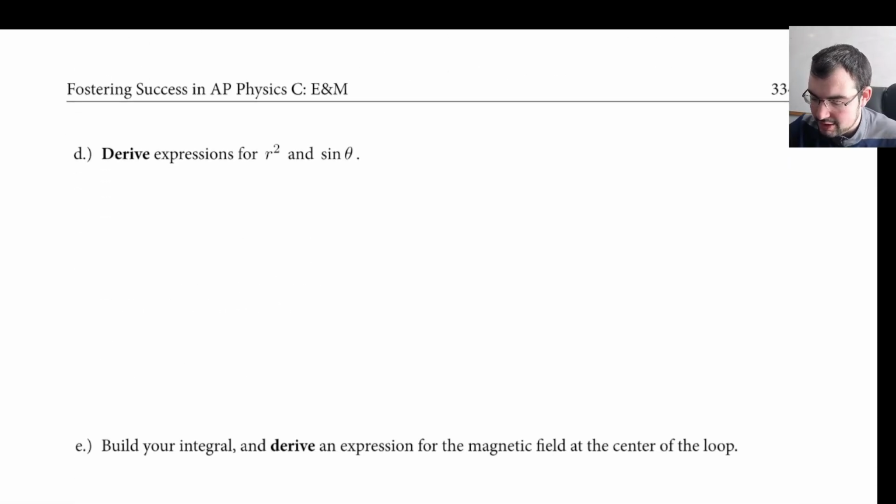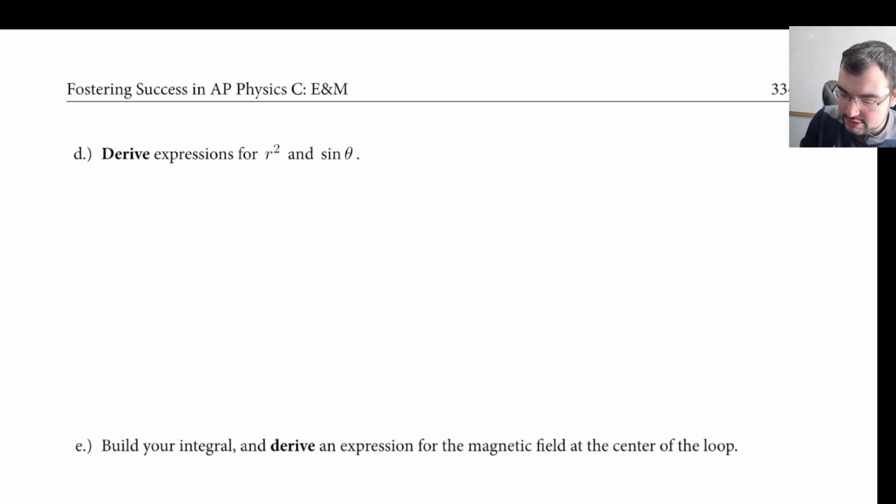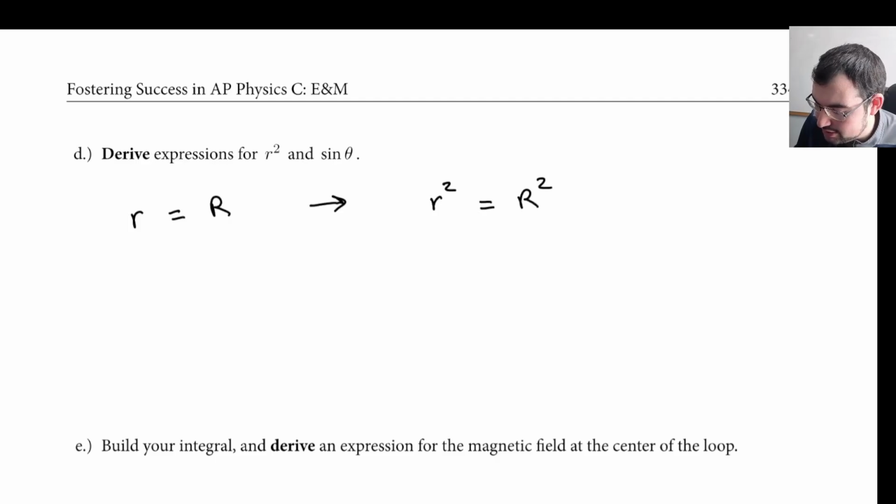All right, let's figure out what r squared and sine theta are. Well, this one's really easy because we have a circle. So our distance r is just going to be equal to the radius of the loop. So r squared is just capital R squared.